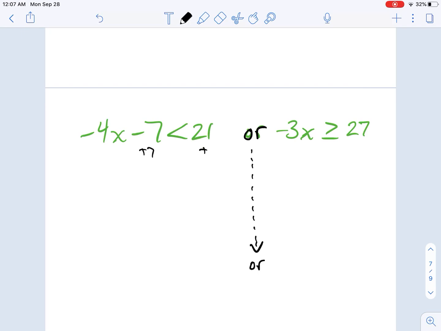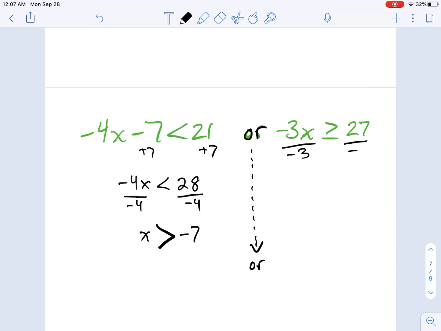So we're going to add 7 to both sides. Now we're going to divide both sides by a negative 4. Am I going to flip my sign? Yes. So x is greater than negative 7. Or, let's look at this. We'll divide by negative 3. Will I need to flip my sign? Yes. Okay, so here's the tricky part.